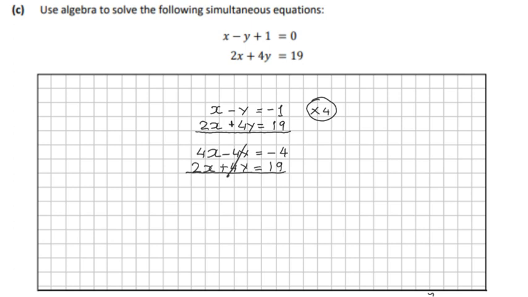We will get a cancellation here and we get a sum of 0. For the x's, we are going to get 6 in total. And for the numbers, use your calculator again. 19 minus 4. Okay, it's easy enough, so 15.